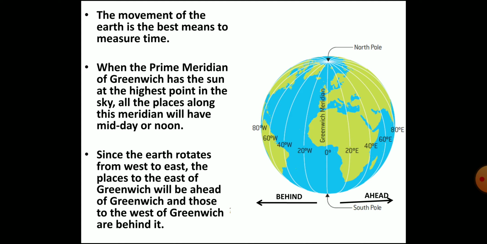Now, children, due to the rotation of the earth, the sun shines over each longitude or each meridian once every day. When the meridian of Greenwich or the prime meridian has the sun directly overhead, each place along this meridian has noon or midday. Now, we know that the earth rotates from west to east. So, all the places which are to the east of Greenwich are ahead of Greenwich time, and those places which are to the west of Greenwich are behind the Greenwich time, as reflected in the image also.